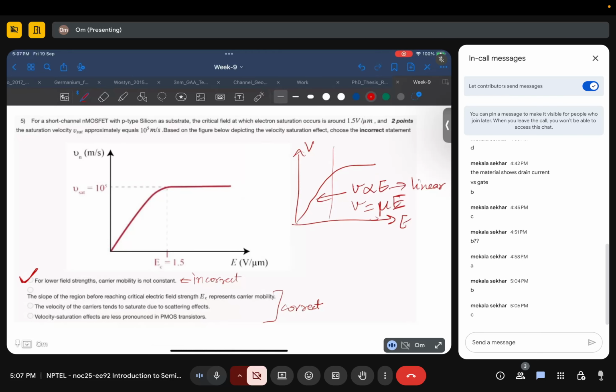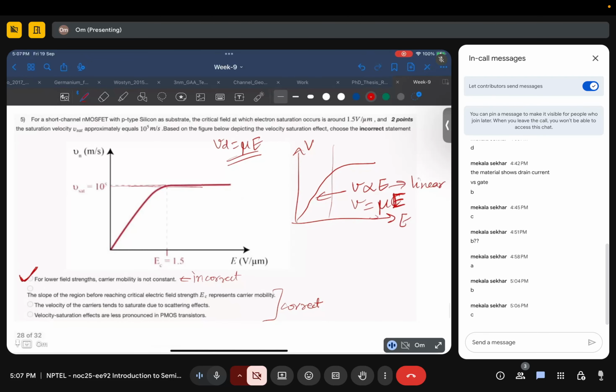This we have seen in the first or second class, right? You should remember your basics. V_d is mu E, this relation, and this is velocity saturation. We have also seen already. So in this region, mu is constant. V and E are linearly varying, mu is constant. So for lower field strengths, carrier mobility is not constant. This is incorrect.